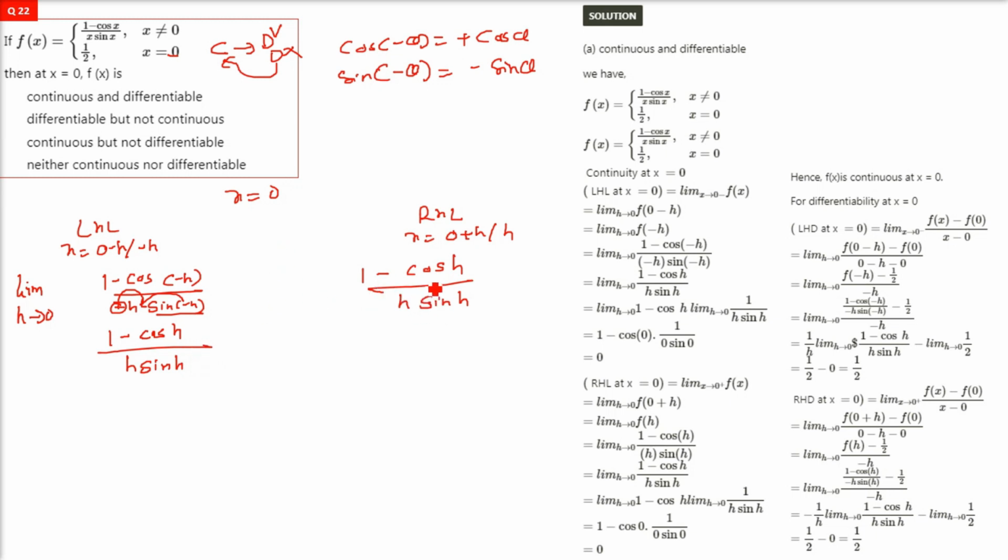Now coming to this side, 1 minus cos h by h sin h. Now you see the left hand limit and right hand limit are exactly similar. So I will solve one of them, and you will know what the other is, because both expressions are the same and we have come down to the same result.